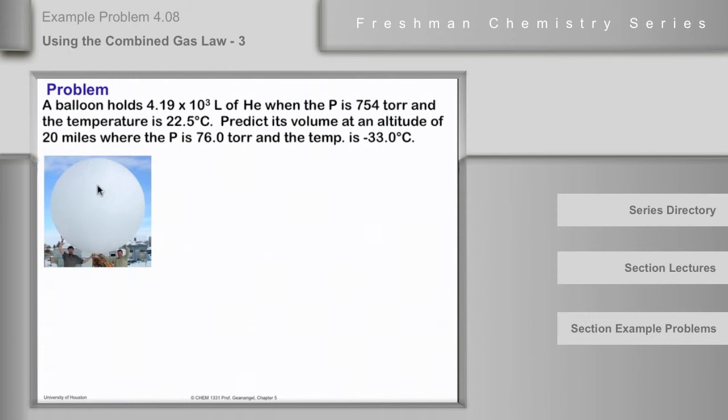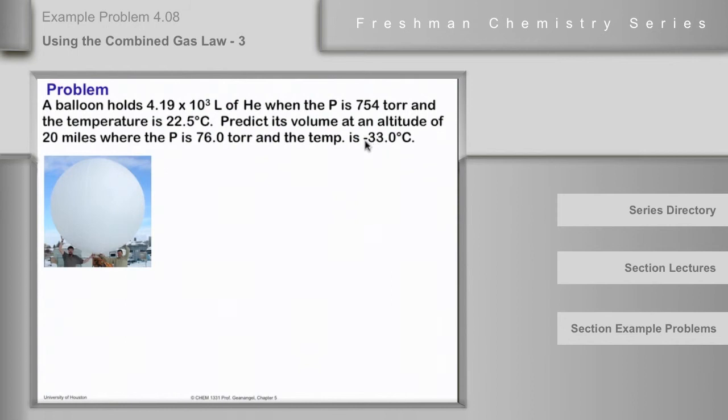So we've got a big weather balloon here that holds 4.19 times 10 to the third liters, 4,000 liters, a big balloon. And it holds that much helium when the pressure is 754 torr and the temperature is 22.5 degrees Celsius, is when that volume is realized. Okay? Predict the volume of the balloon at an altitude of 20 miles where the pressure is 76 torr and the temperature is negative 33 degrees Celsius.